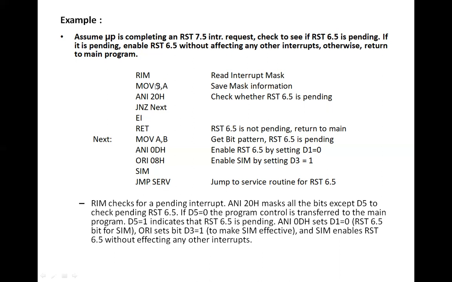So this is how, with the help of the instructions EI, SIM, and RIM: EI is going to enable all the interrupts, SIM is going to mask or unmask the availability of the different interrupts RST 7.5, 6.5, or 5.5, and read interrupt mask is going to give you the information about which interrupt is pending. So this is the example by which you can know the pendency of the interrupt.